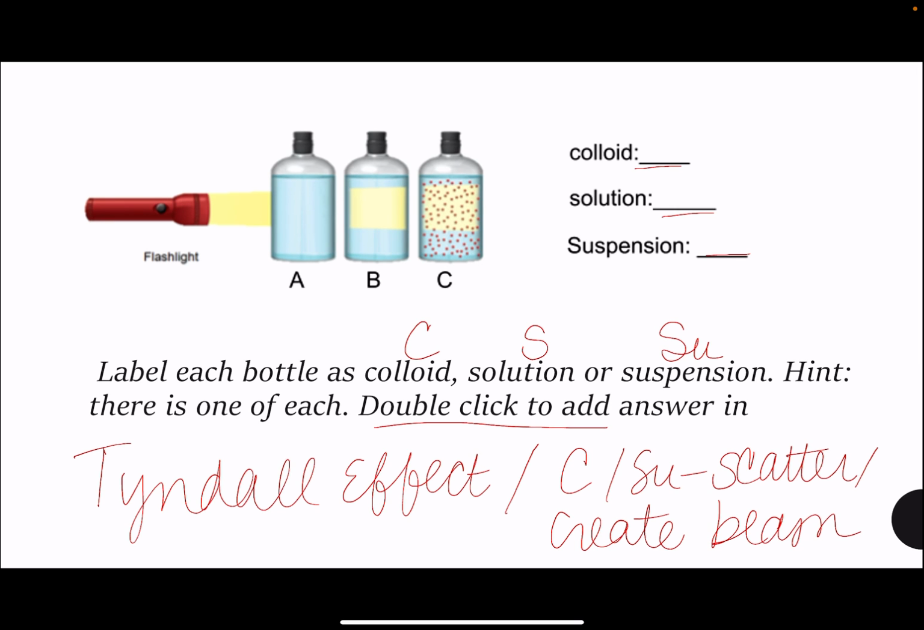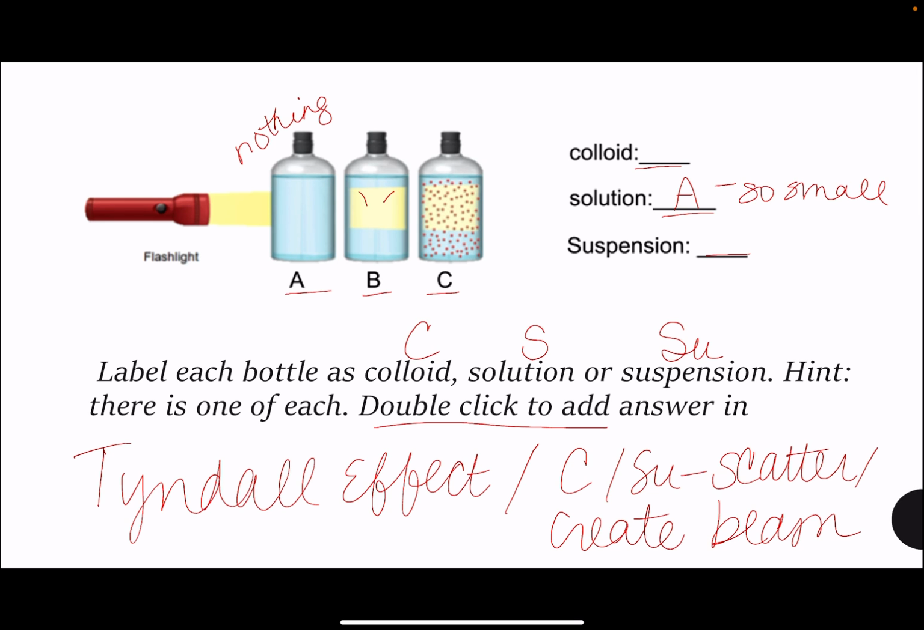So if we take a look at our 4 jars, we shine our light through. Nothing happens in the first one. So if nothing happens, that's going to represent our solution. There's no particles that are large enough to reflect the light as it goes through it.